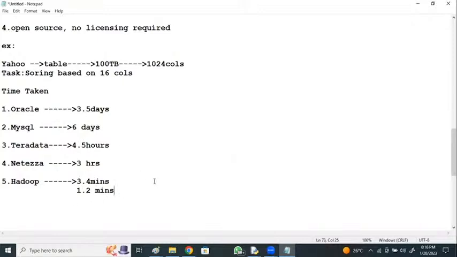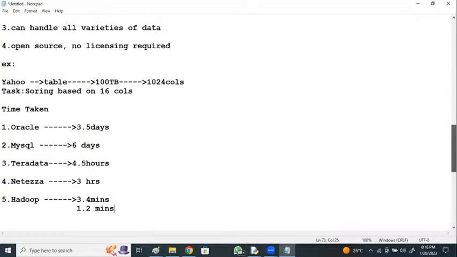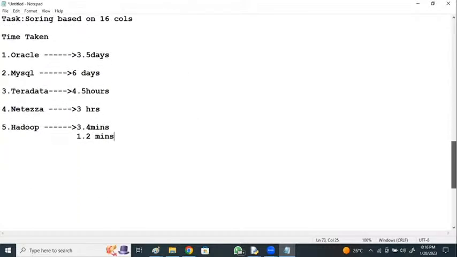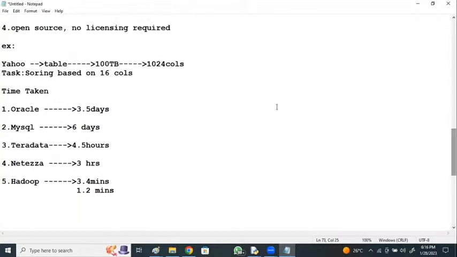That is, Hadoop is proven in the market from the processing point of view, and from the storage point of view also. Very high speed processing. Today, most projects, like ETL kinds of projects, are migrating towards the Hadoop and Spark environment.